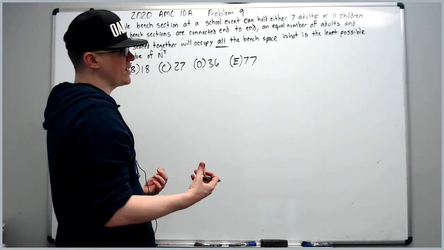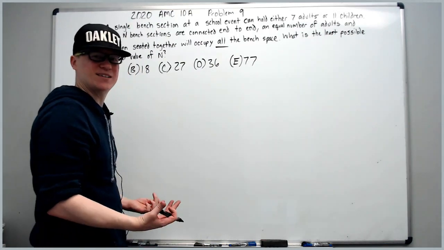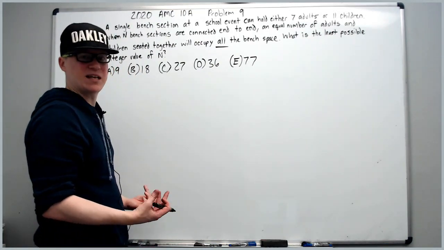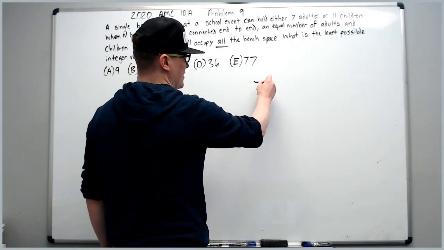Okay, so what we can think of is we should probably target the least common multiple of 7 and 11, which is 77.